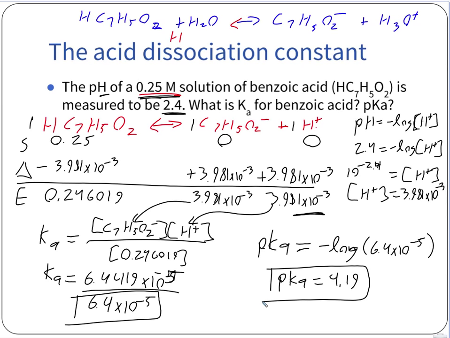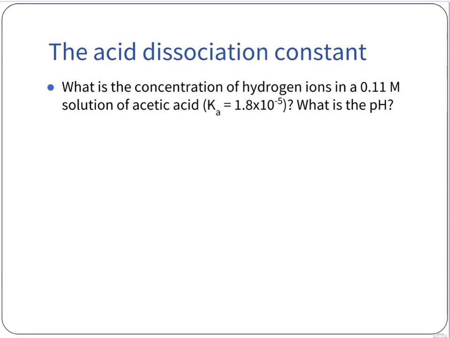And so that's how you go about using your mass action expression to be able to find out what is Ka or pKa for a particular situation. Next question, what's the concentration of hydrogen ions in a 0.11 molar solution of acetic acid? And then next question is what's the pH connected with that? So similar to what we did before, let's go ahead and write out our equation on this.